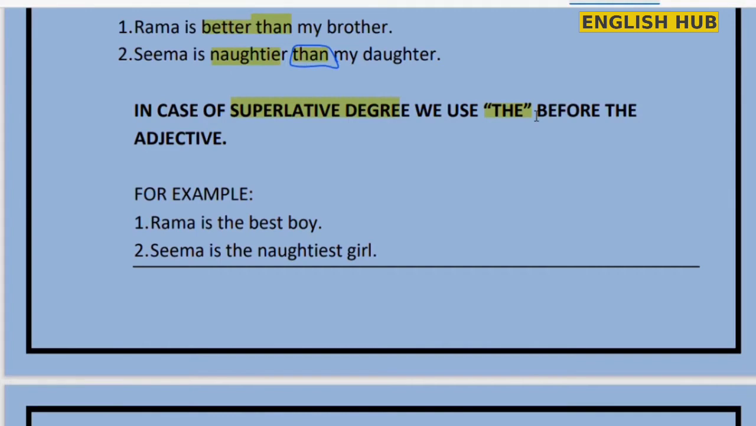So there should be only one, isn't it? The best or the worst, these categories are only one of a whole kind, isn't it? The best. So we will put the before the adjective. For example, Rama is the best boy, Seema is the naughtiest girl. These words, naughtiest and best, are adjectives which show somebody of the extreme quality, isn't it? The best or the worst or the naughtiest. So before that quality, before that adjective, we will have to put the.